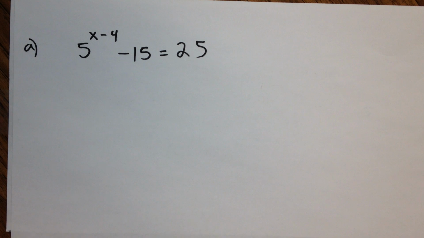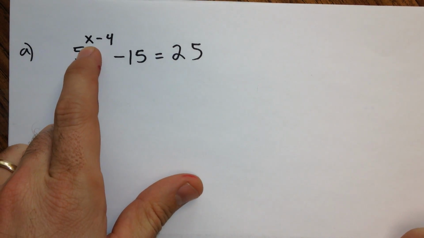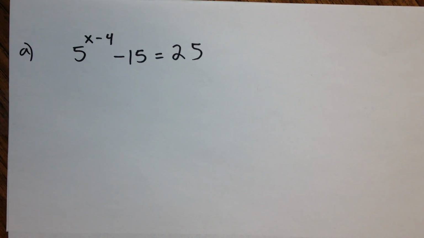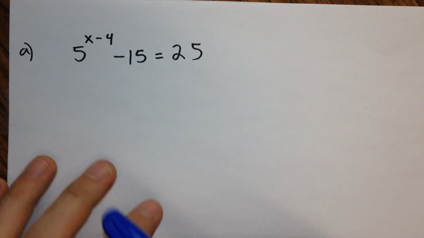Welcome. You're here to try to solve the problem 5^(x-4) - 15 = 25. And when we work on this problem, we do it as we do all these problems, that is, try to go from the last thing to act on x down to the most recent.